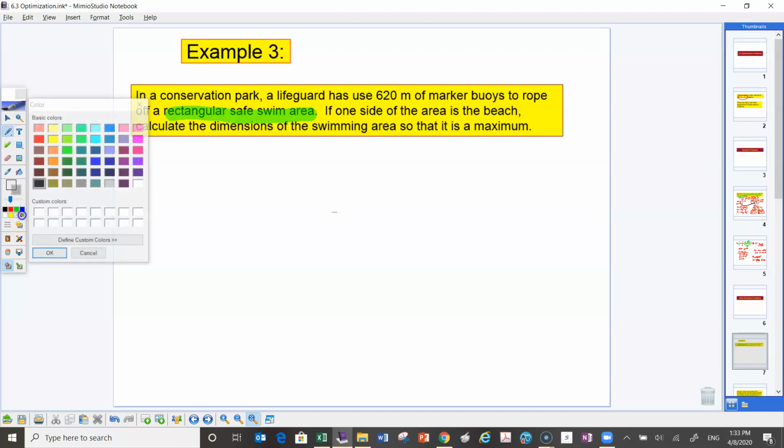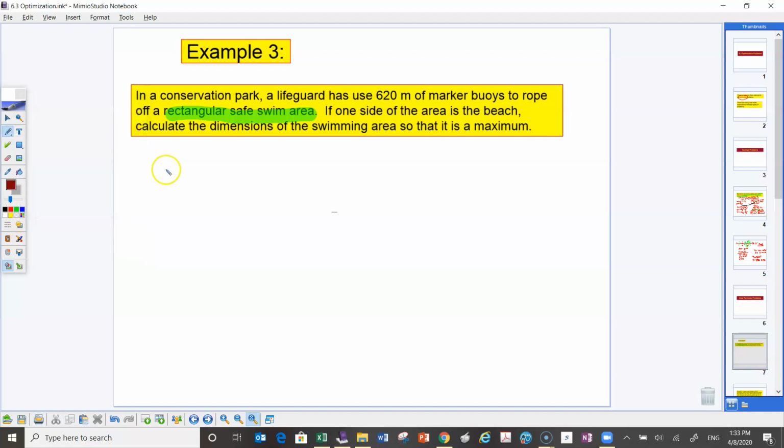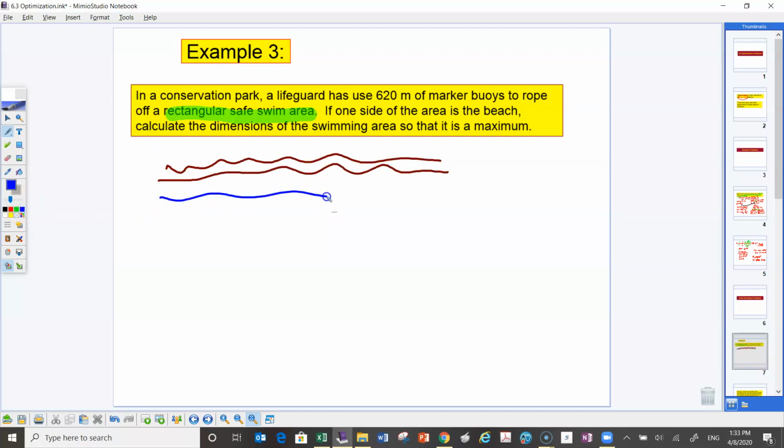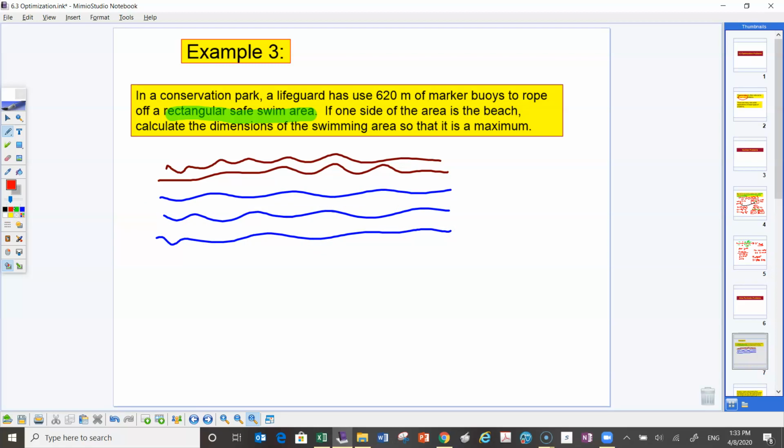Okay, so let's try and draw a picture of the situation here. So here's the sand, and then we have our water out here, and we want to use all of our rope to make a safe swim area in the shape of a rectangle. So I'm going to use the rope like this and form a rectangle. Obviously I wouldn't run the rope along the beach because the beach is acting like a natural barrier. So I need a couple of variables. I'm going to let W equal the width and L equal the length.